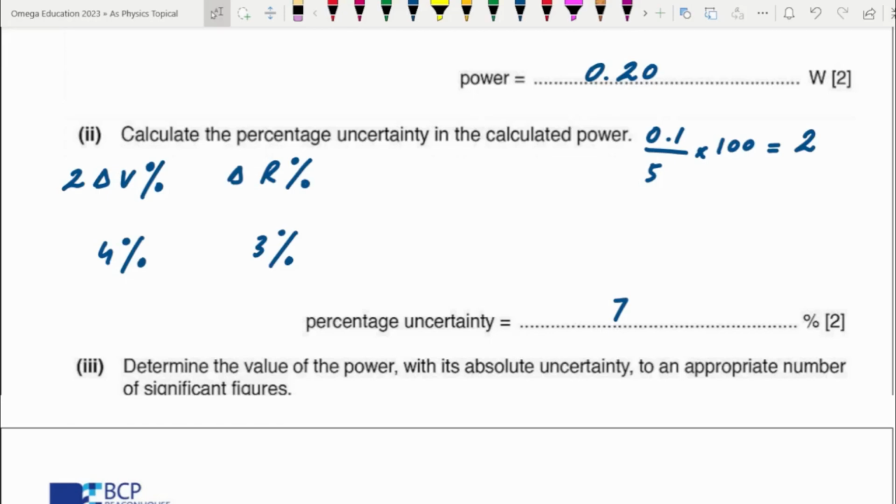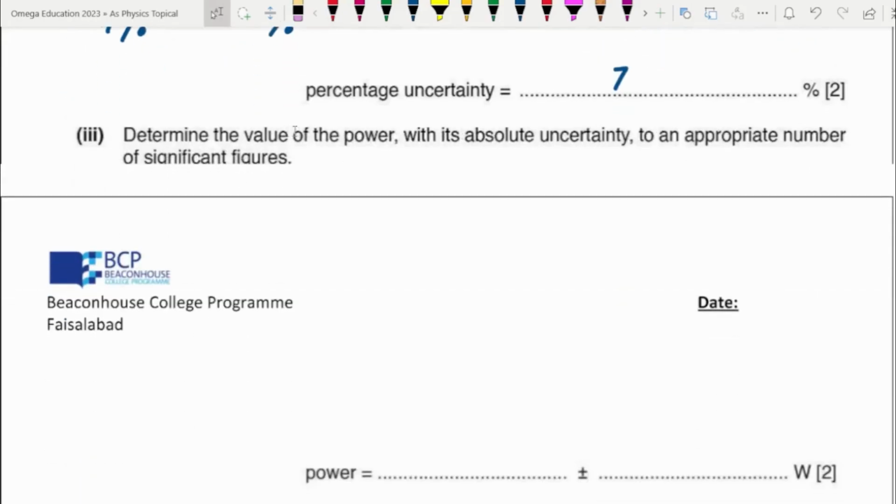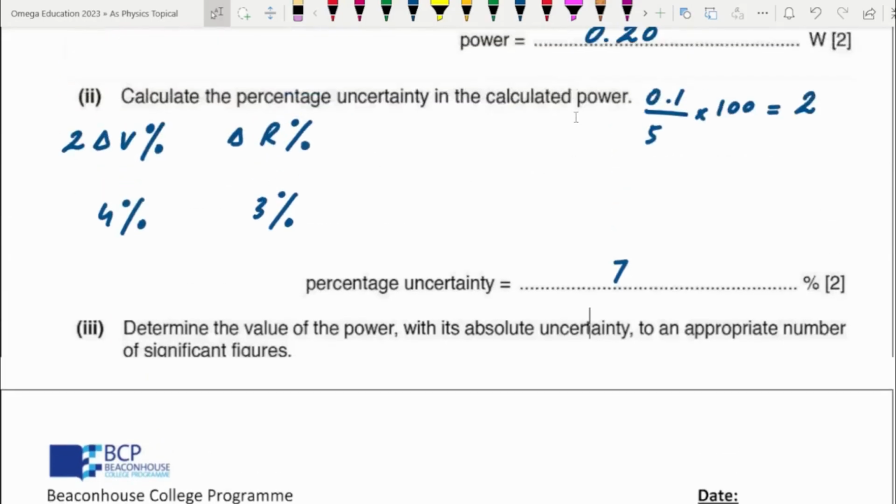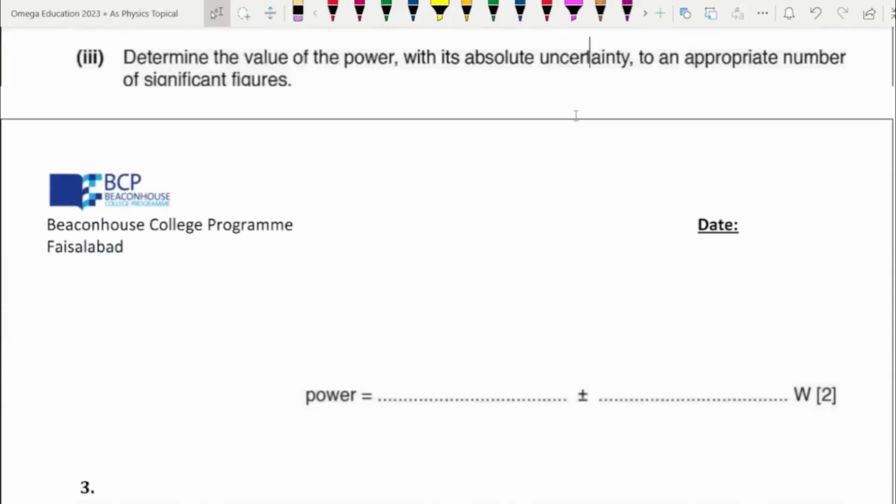Okay, then for the last part of it, determine the value of the power, with its absolute uncertainty, to appropriate number of significant figures. So the value of power was 0.20, and the percentage uncertainty was 7%, but we need to find the absolute uncertainty. So we'll be converting the percentage uncertainty into absolute uncertainty. How? Just find 7% of this thing. So what do you get?